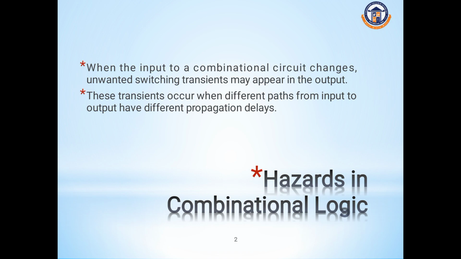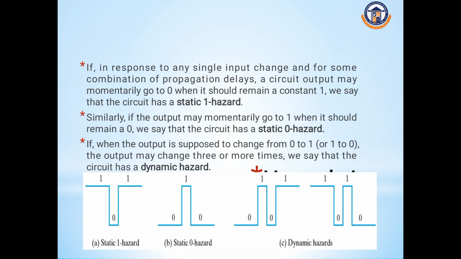So as of now we discuss hazards in combinational circuits. We can say a hazard is a condition which causes a momentary change in the output. That change should not occur, so that is a hazard. There are three different types of hazard: static zero hazard, static one hazard, and dynamic hazard.